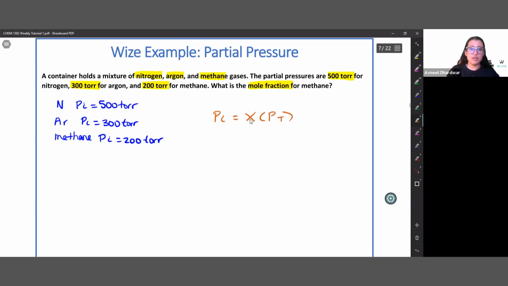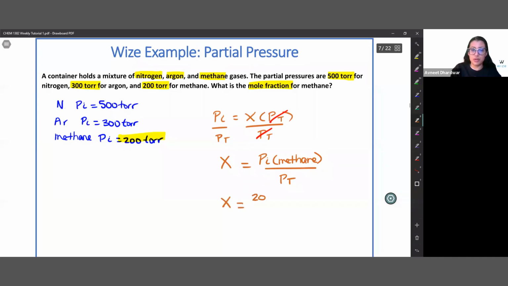So here we're interested in the mole fraction for methane, or X. So we can rearrange this equation to solve for X. So I'm going to divide both sides by the total pressure, PT, to solve for X. So big X is equal to, we're going to take off the PT since it crossed off, and you're going to get the partial pressure, we're interested in specifically methane, over the total pressure. So here we're actually told the partial pressure of methane, and it's 200 torr, so we can plug that in directly.